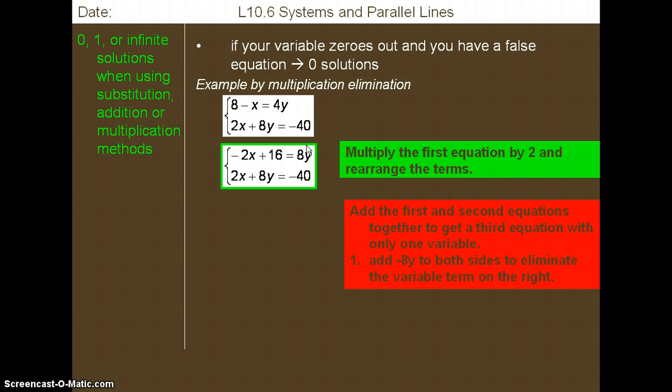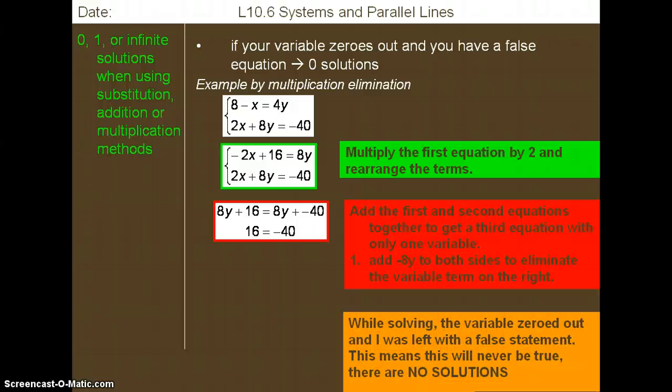I'm going to add the first and second equations together. Now I will add negative 8y to both sides to eliminate the variable term on the right. It actually ends up eliminating the variable term on both sides, and I come up with the statement 16 equals negative 40. Since my variable zeroed out and I came up with something that is false or untrue, I know that this is not ever going to be true and that there are actually no solutions to this. I can imagine that this system of equations would actually give me a graph of 2 parallel lines.